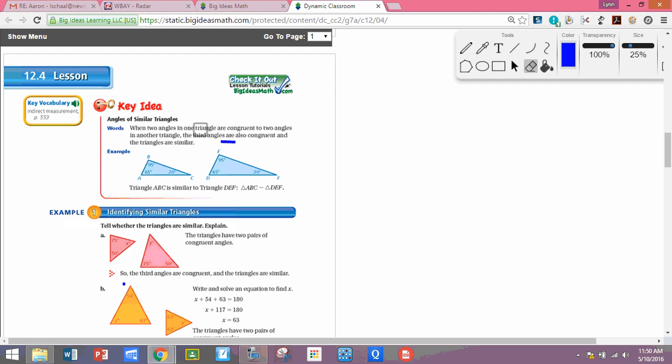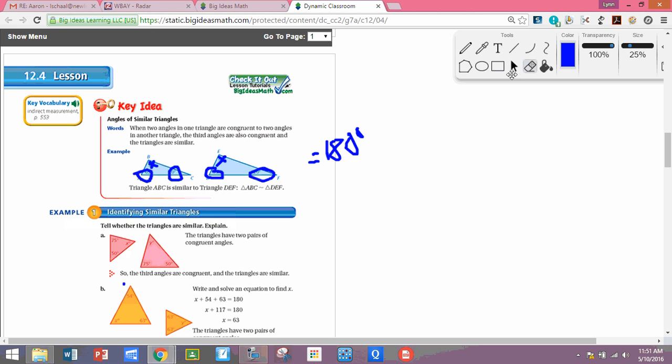So in this example, if this angle right here equals this angle, and this angle right here equals this angle, then you know that these two angles, this one right here and this one right here, have to be equal because every triangle has angle measures that sum to 180 degrees. The sum of the angles of a triangle is 180 degrees. So it has to be equal.